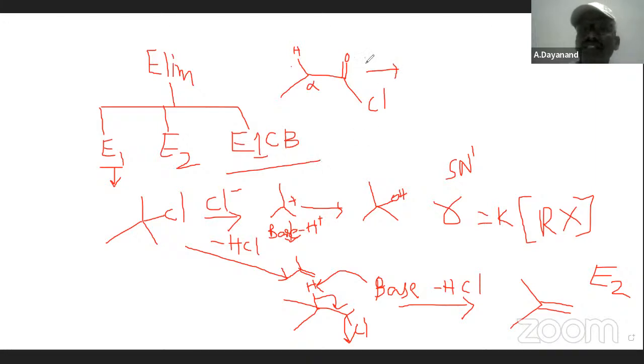In E1CB, the base attacks first. The base abstracts the proton first, in the first step. It removes this proton and forms a minus charge here, and a double bond is formed, with chlorine as the leaving group. Then, because of resonance, there is CH2Cl here.